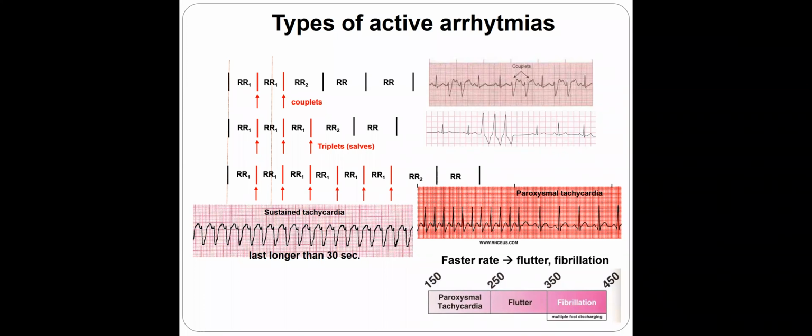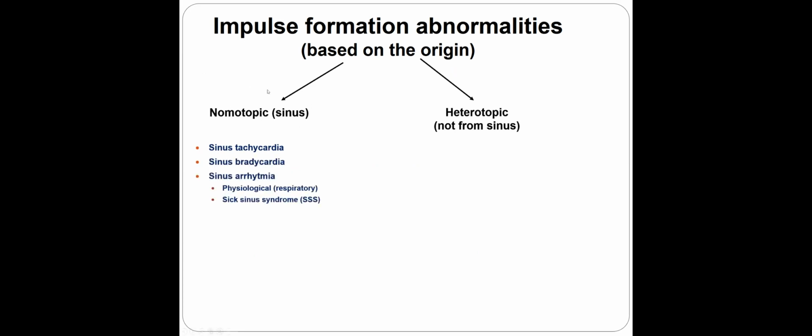Yes. And of course, depending on the impulse formation center, we can talk about sinus origin impulse formation abnormalities and non-sinus formation abnormalities. The sinus impulse formation abnormality is called nomotopic impulse formation. The other one is called heterotopic impulse formation. The nomotopic originates from the sinus.